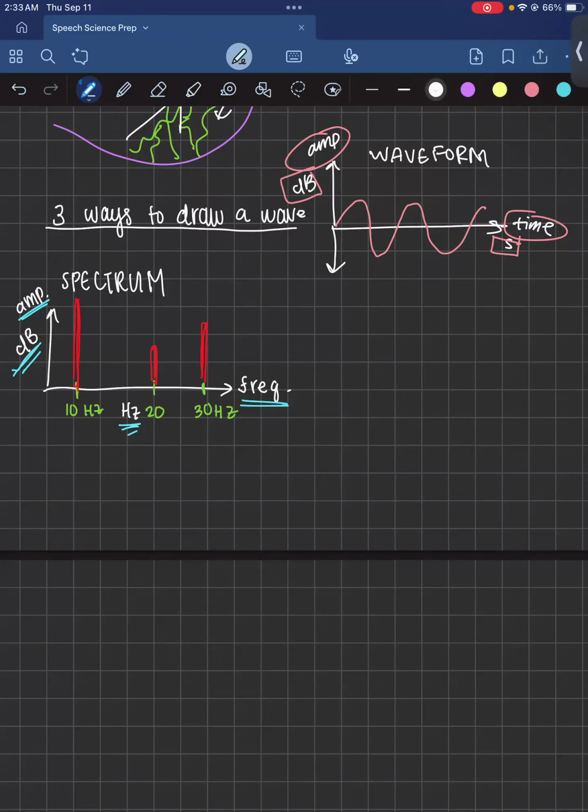And then we have a spectrogram. So for the spectrogram, what we end up having is the x-axis once again is going to be time in seconds. Then the y-axis is going to be frequency this time. So it's not the same as a spectrum. In a spectrum, the frequency is the x-axis. In a spectrogram, the frequency is the y-axis. So this will be in hertz.